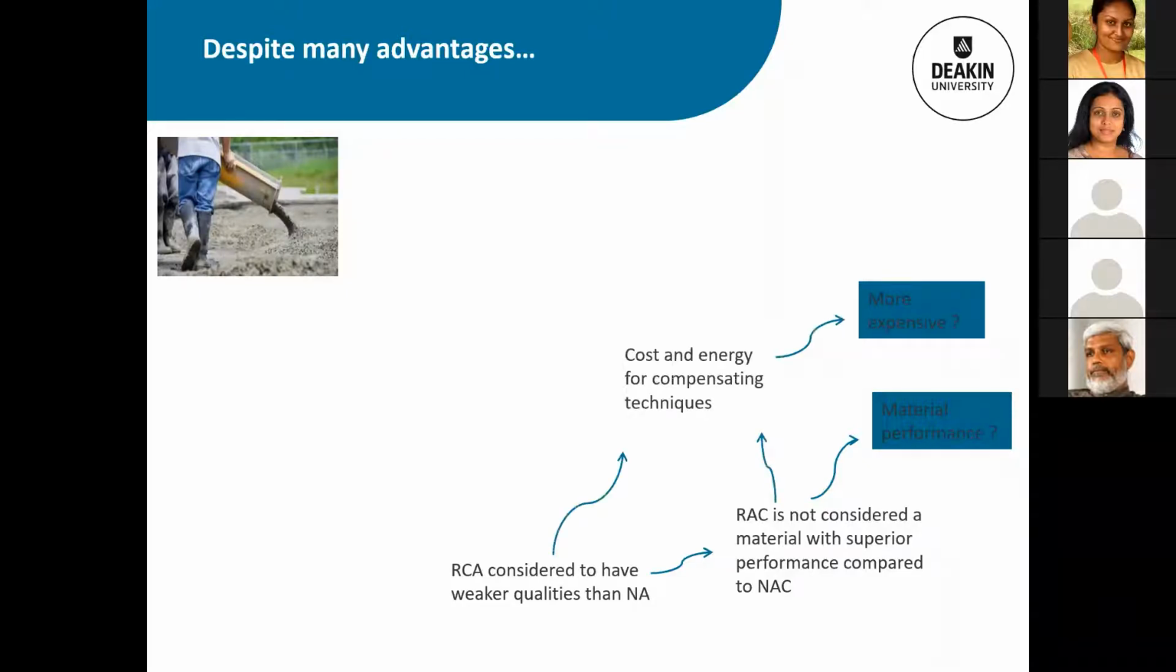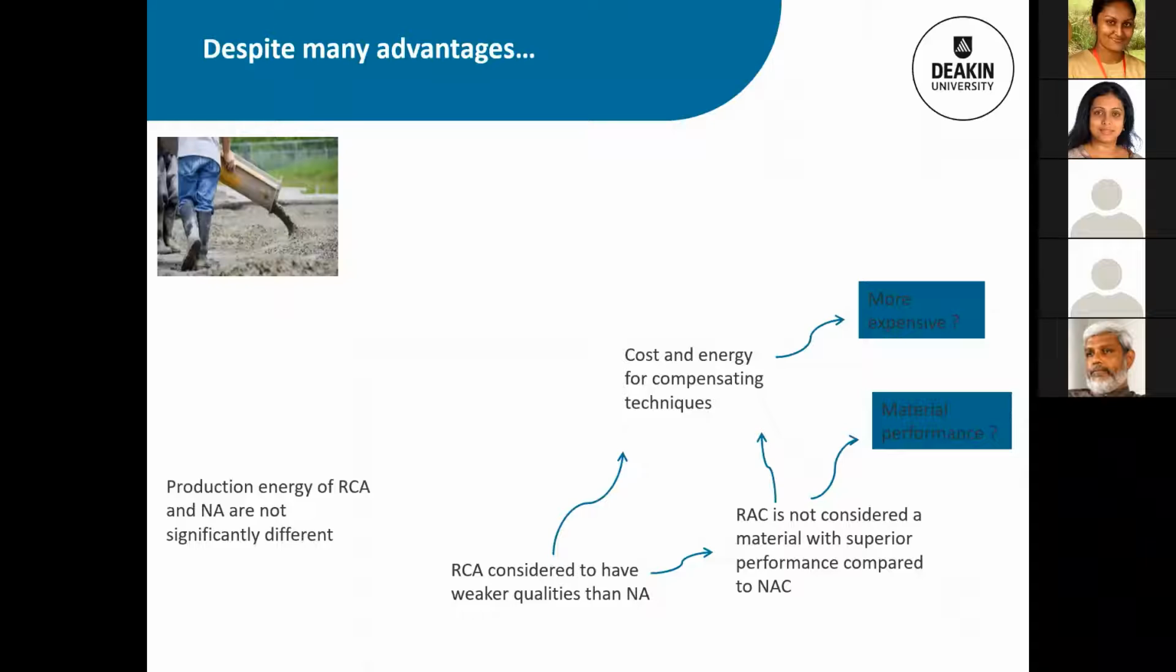Then when we use recycled concrete aggregate in concrete, there are some mix design techniques which adopt a high percentage of cement in the mix design. So basically, we are having compensating techniques to adopt a recycled material, and does that basically increase the cost of the material? So is it actually more expensive to do it?